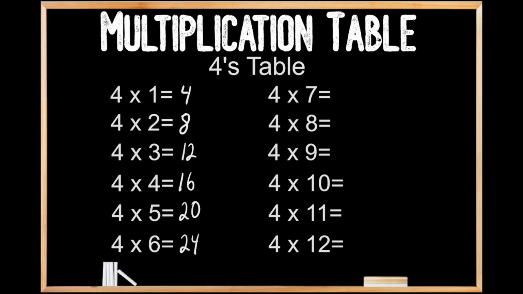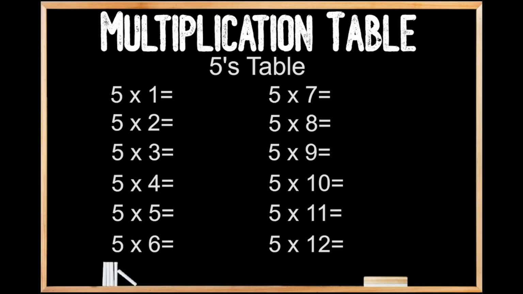4 times 7 is 28. 4 times 8 is 32. 4 times 9 is 36. 4 times 10 is 40. 4 times 11 is 44. And 4 times 12 is 48.